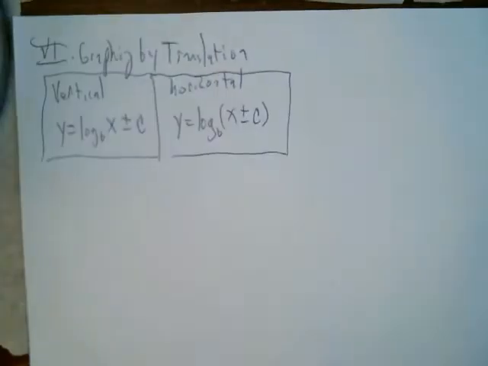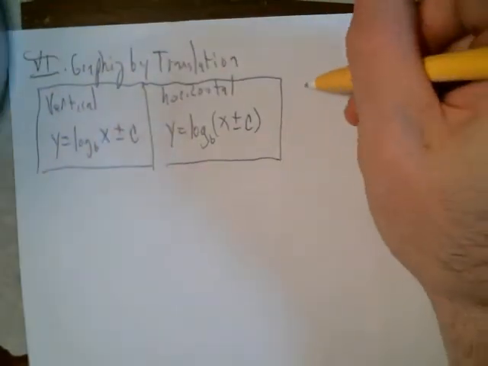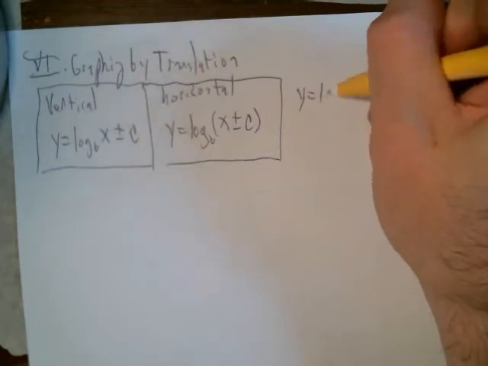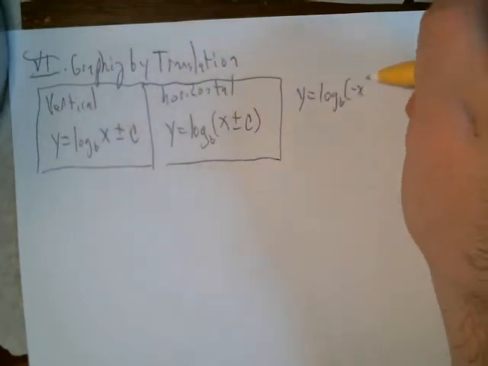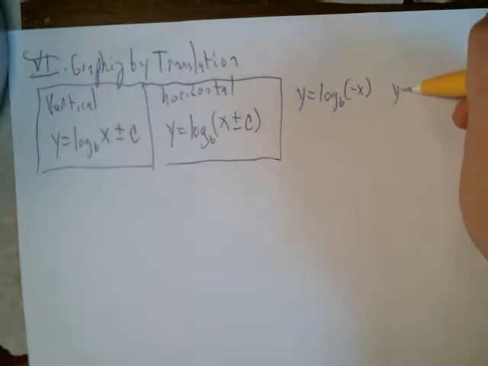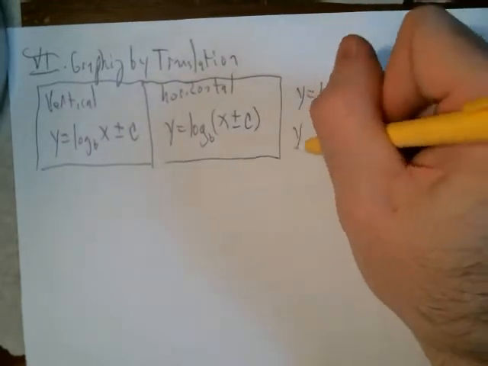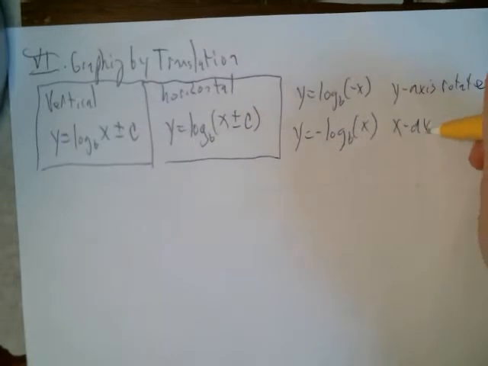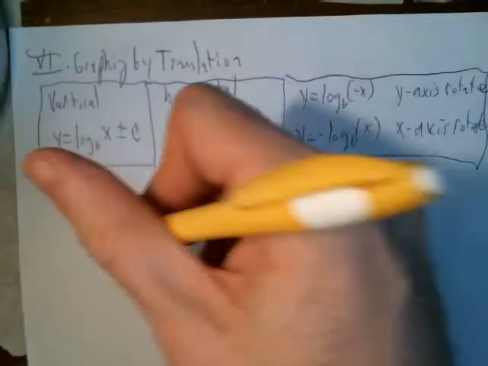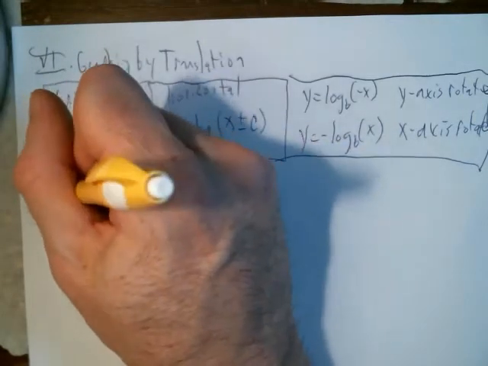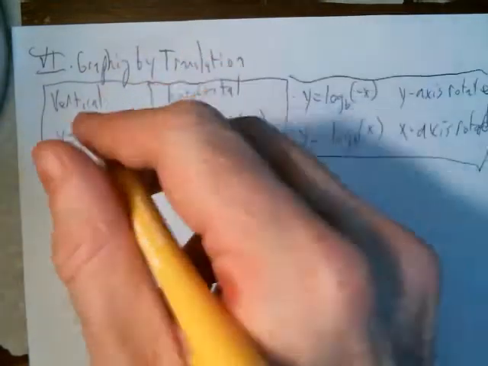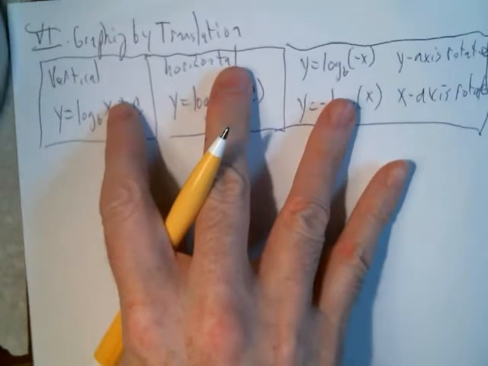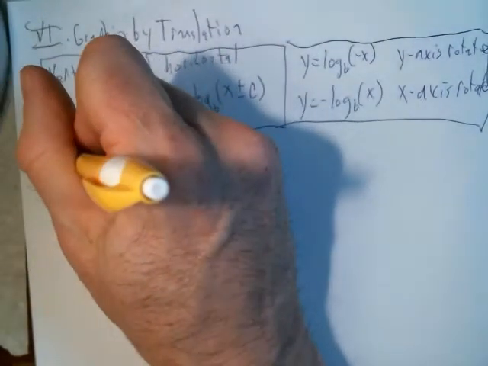Then we have our rotations. So if you have y equals log base b of negative x, that'll rotate you about the y-axis. If you have y equals negative log base b of x, that'll give you an x-axis rotation. And then finally, we have the vertical stretches and shrinks, which I'm not worried about; it's these three I'm always worried about for the test, but the other ones, stretch, shrink.